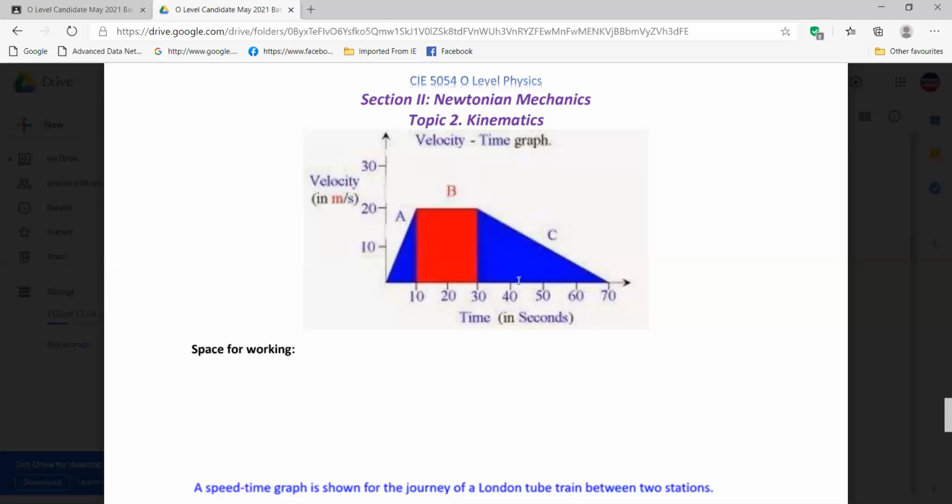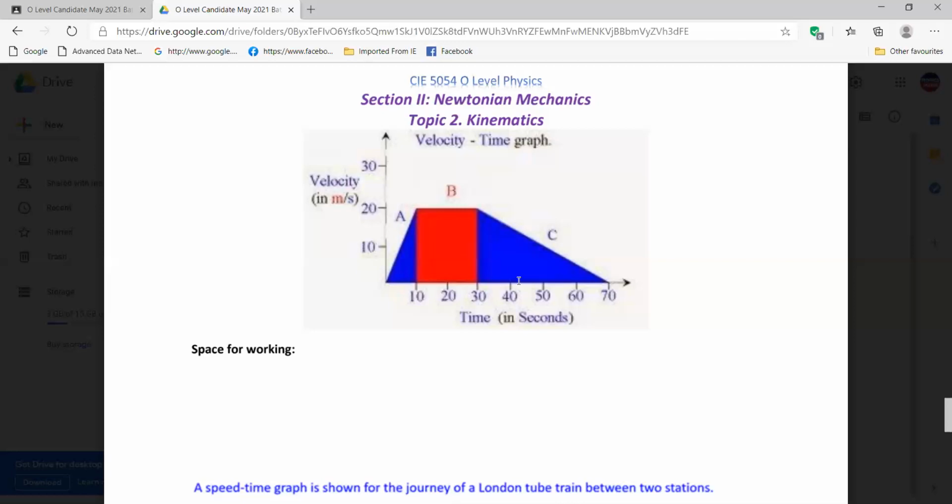T means total time, right? Yes, sir. So what is coming? Total time is how much? 70, right? Yes, sir. So total distance traveled, how much you got? Total distance 900. So 900 by 70, right? Yes, sir. So how much it comes? 12.85. 12.85, right? Yes, sir.